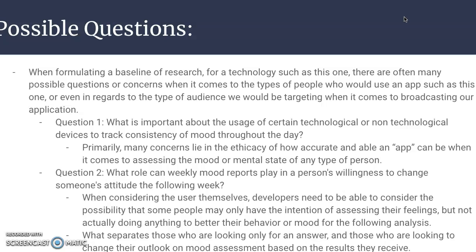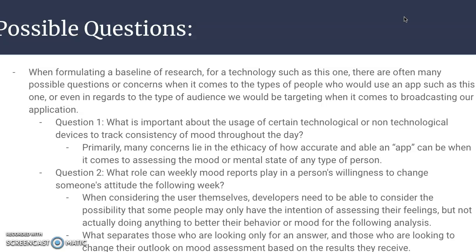So first, I would like to present possible questions when implementing or designing a type of product like this. When formulating a baseline of research for a technology such as this one, there are often many possible questions or concerns when it comes to the types of people who would use an app such as this, or even in regards to the type of audience we would be targeting when it comes to broadcasting our application.